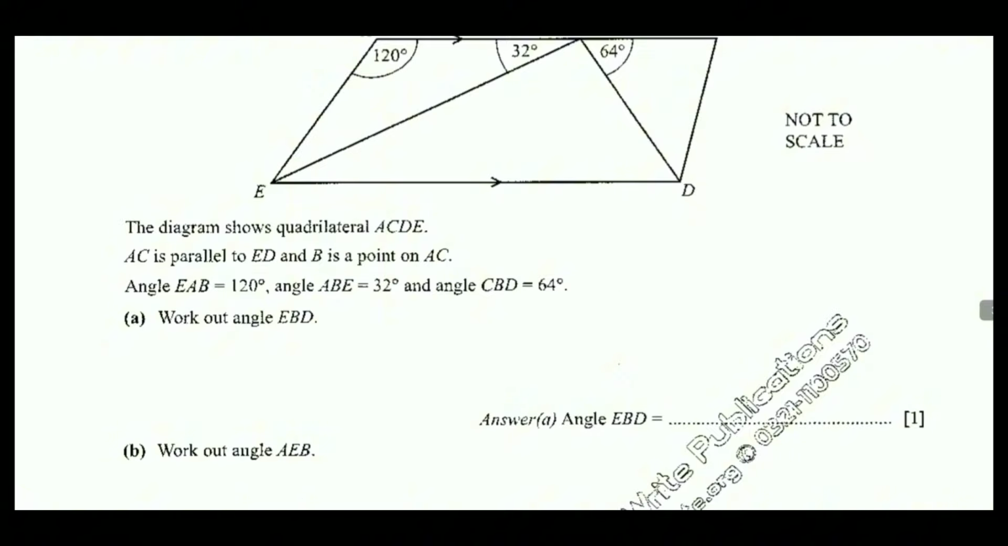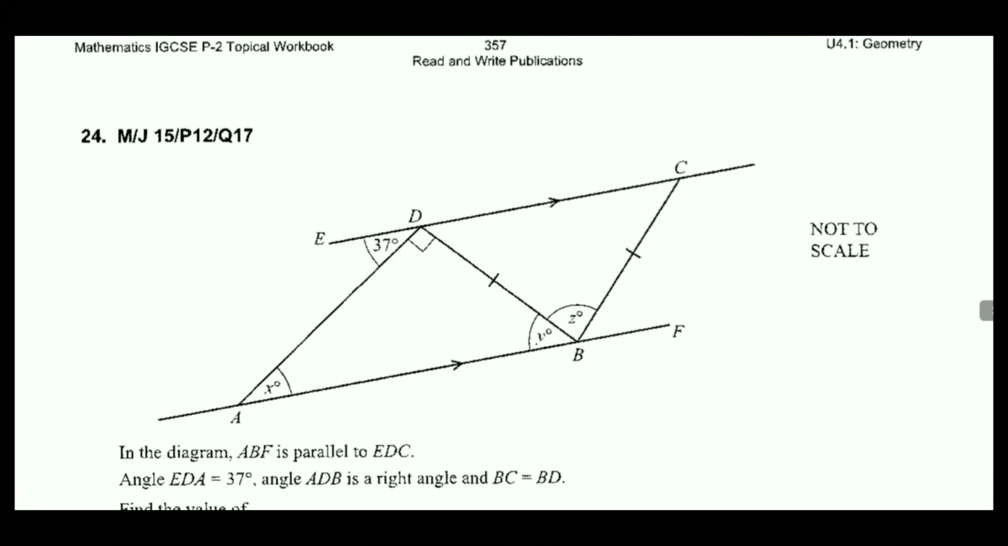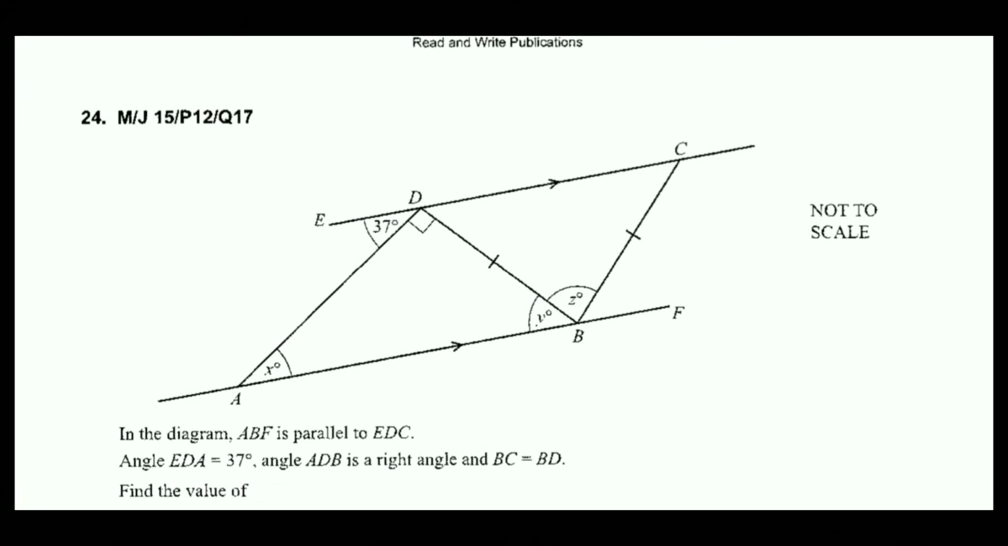24 question. Okay, so in the diagram ABF is parallel to EDC. Angle EDA is equal to 37. Angle ADB is a right angle and BC is equal to BD. Find the value of X, Y and Z. So we have to find the values of X, Y and Z.